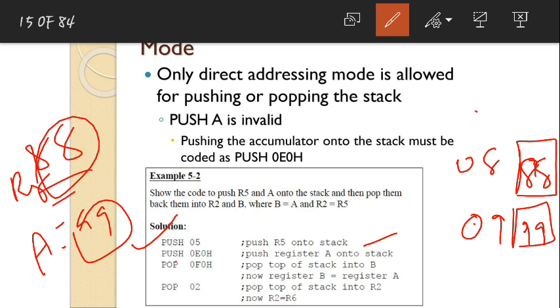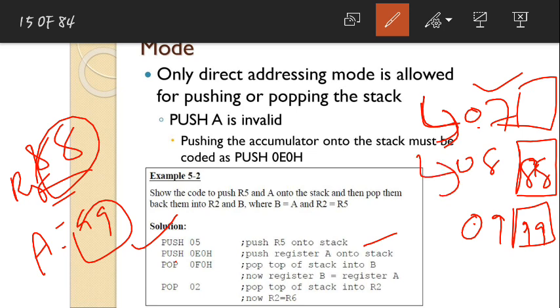So push 05 means before, my stack pointer was initially pointing towards 07 location. I am not bothered about this location, because when I write push 05, the address the pointer is pointing to will be incremented by 1 and now point towards 08. And at 08, whatever value was inside R5, 88, will be stored on this 08 location. Next push A, that means E0 means A, right? In A we have 99 here. So before storing, it will increment by 1. It will point towards 09, and 99 is stored on this stack.